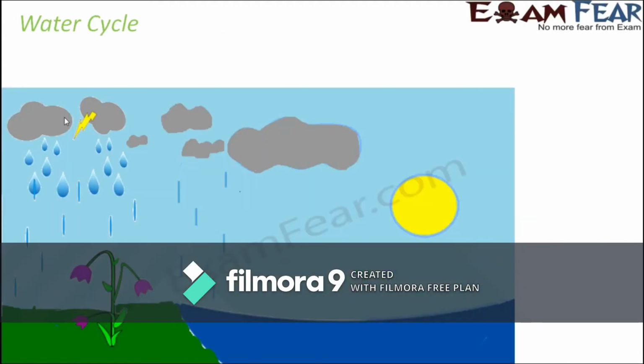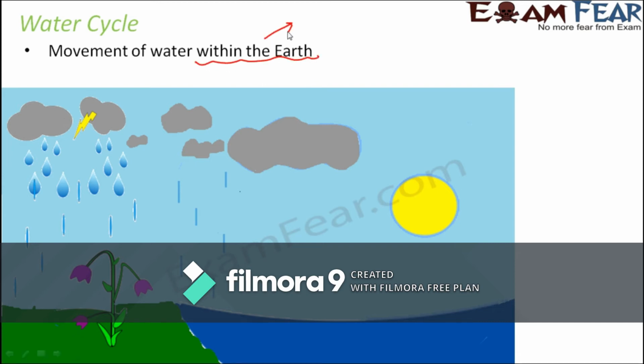Now, based on whatever we have learned so far, we can understand the entire water cycle, that is, how water moves from one part of the earth to the other, how it circulates between air, surface, and below the earth's surface. So, movement of water within the earth. When I say within the earth, it would include the atmosphere or the air, the surface of the earth, and below the surface of the earth. So how it circulates between these three regions.